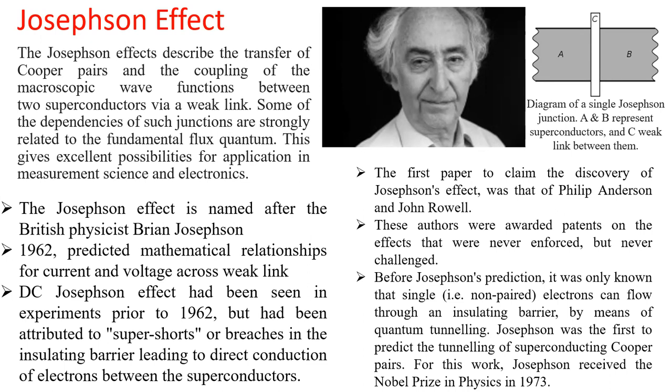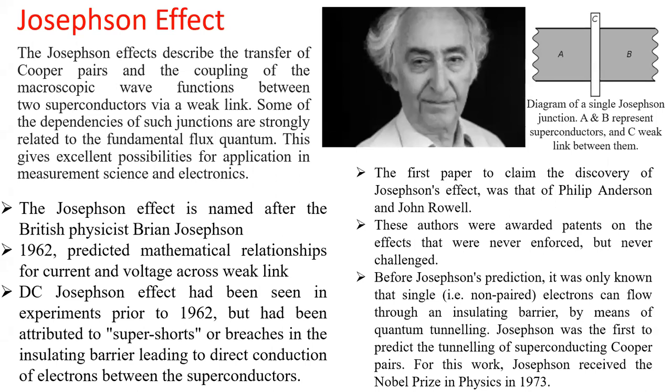He could not come to a conclusion, actually. On the right side, you can see the text. The first paper which appeared in an international journal to claim the discovery of the Josephson effect was by two scientists, Philip Anderson and John Rowell. In fact, these two authors were awarded patents on the effect that were never enforced but never challenged by any scientific community across the world so far.